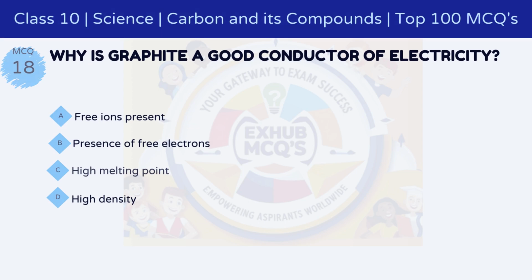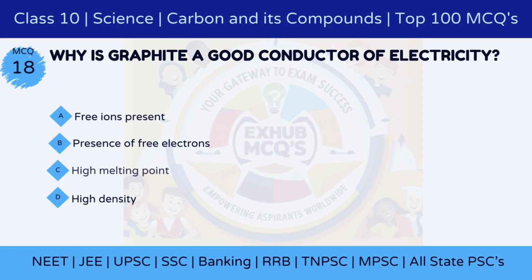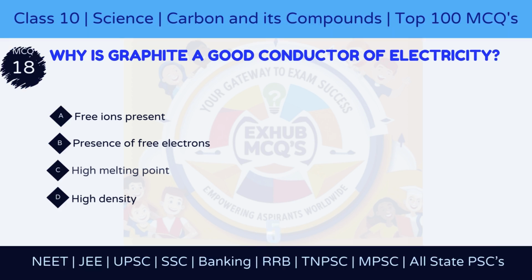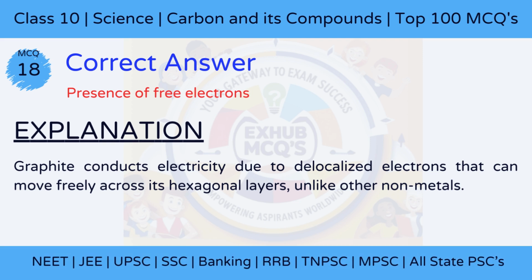MCQ 18. Why is graphite a good conductor of electricity? Option A, free ions present. Option B, presence of free electrons. Option C, high melting point. Option D, high density. The correct answer is option B, presence of free electrons. Explanation. Graphite conducts electricity due to its delocalized electrons, which are free to move between its hexagonal layers, unlike other non-metallic substances.